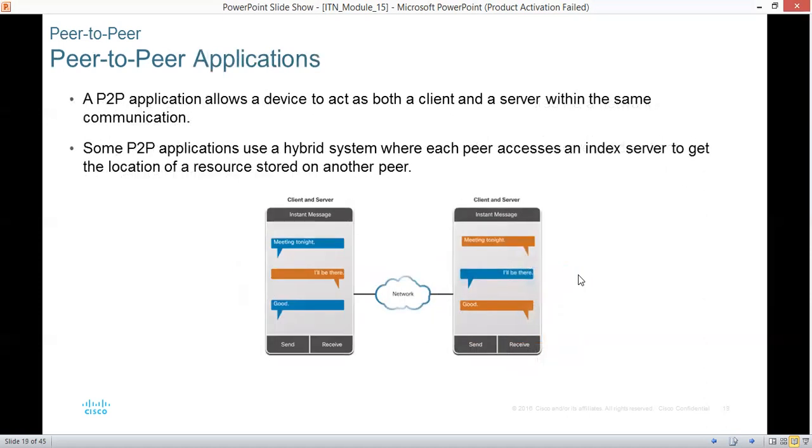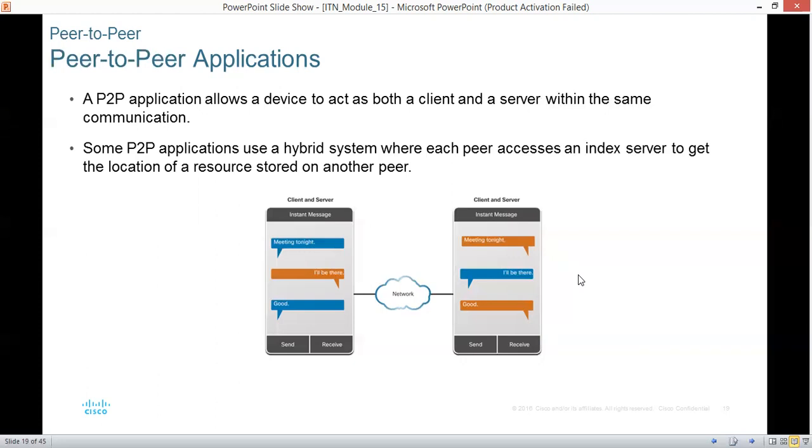And then peer-to-peer applications. A peer-to-peer application allows a device to act as both a client and a server within the same communication. That is for peer-to-peer applications. Some peer-to-peer applications use a hybrid system where each peer accesses an index server to get the location of the resources stored on other peers. So for peer-to-peer connection, it can also be in such a way that each peer accesses an index server to get the location of a resource stored on another peer on the same connection.